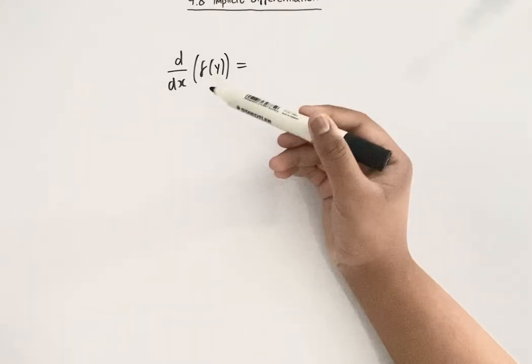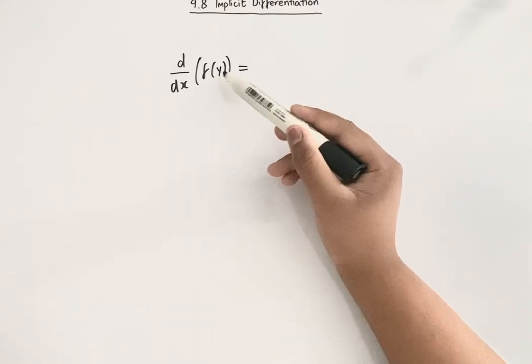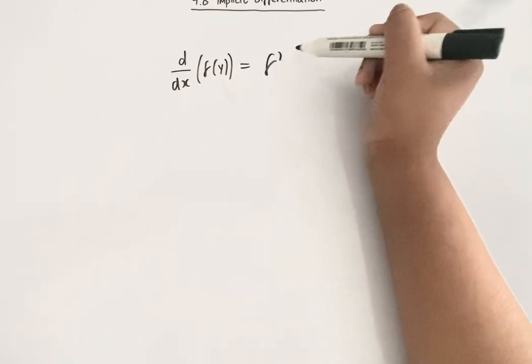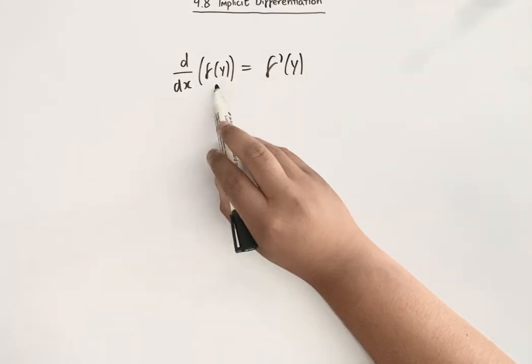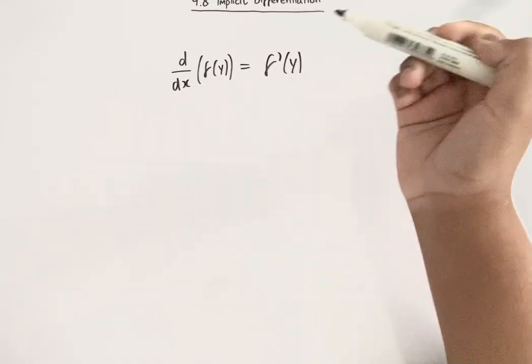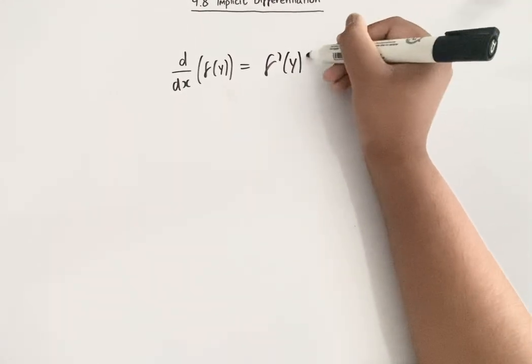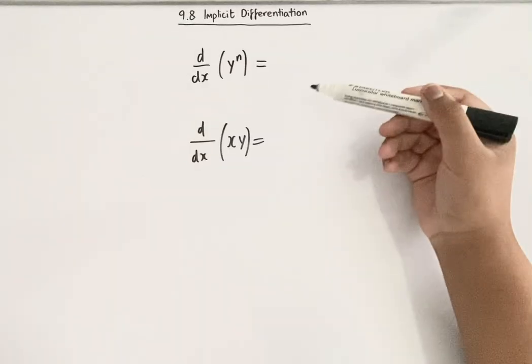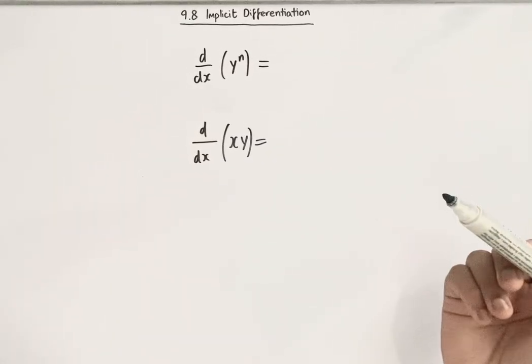In general, if you differentiate a function of y with respect to x, it's equal to the derivative of that function if you differentiate it with respect to y instead of x, multiplied by dy over dx. These two results are useful for implicit differentiation.